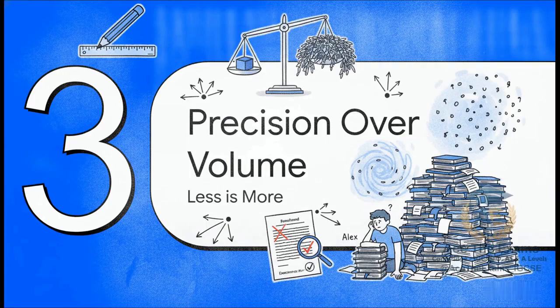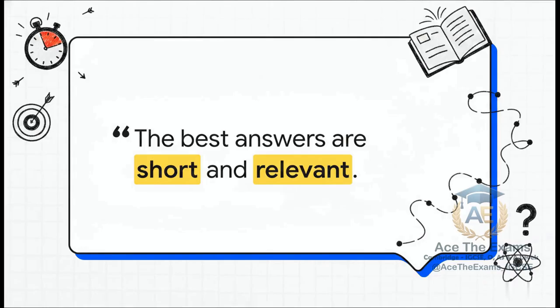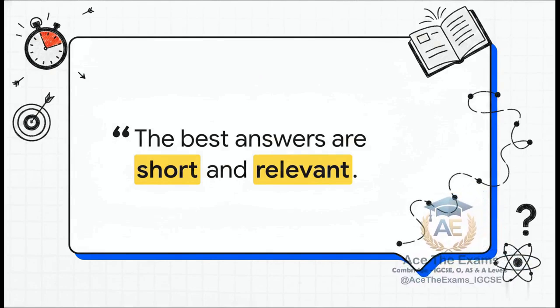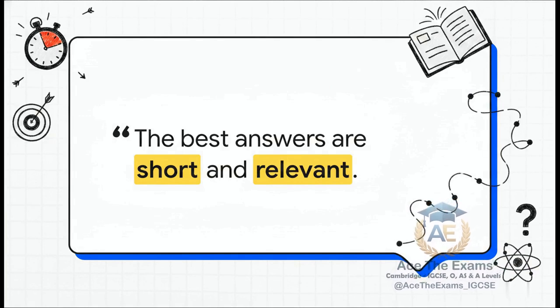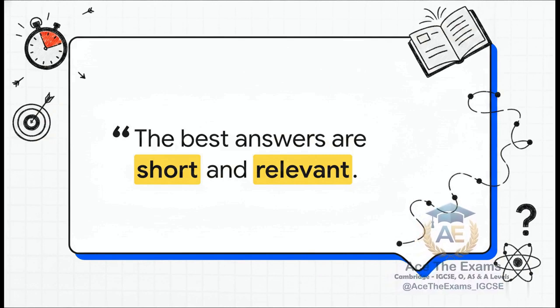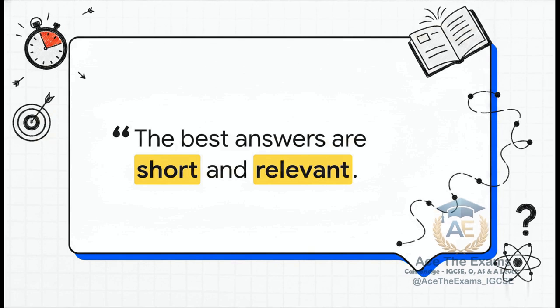Section 3. Precision over volume. There is a massive, widespread misconception that writing more equals a better grade. The official examiner instructions literally say the exact opposite. The best answers are short and relevant. That is a direct quote from the Cambridge Strategy Guide. Targeting your answer precisely means you can secure a huge amount of marks with a very small amount of writing.